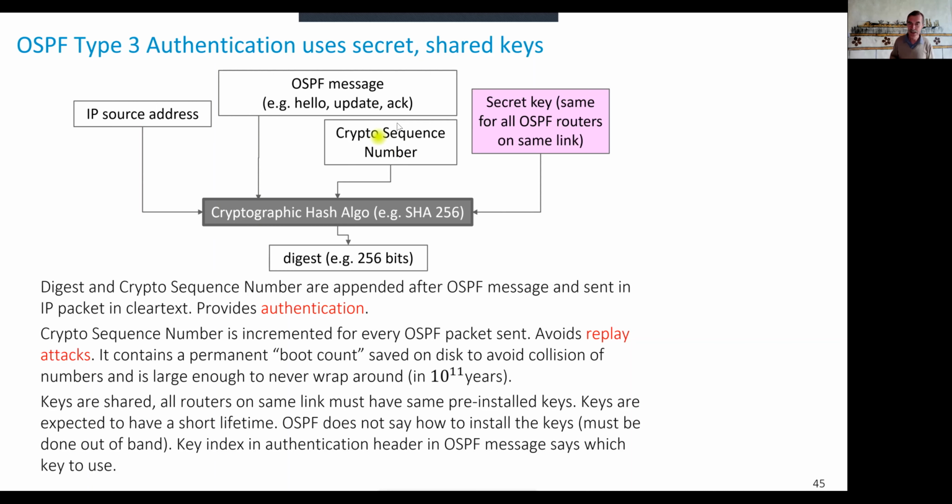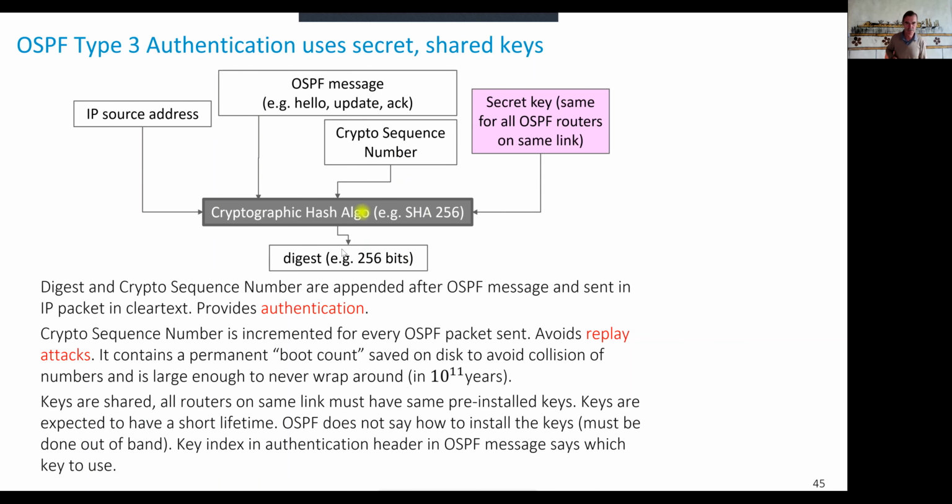So if you resend an LSA or any kind of other OSPF packet because you detected that it was lost, or you think it was lost, then you add a different sequence number. You increment the sequence number. This is to prevent replay attacks.